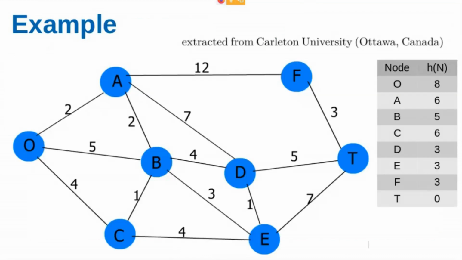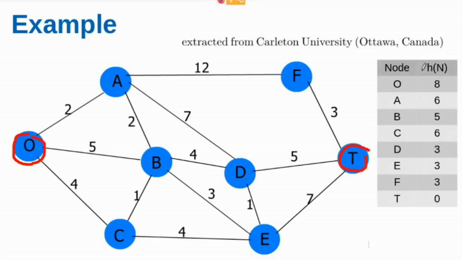I have extracted this example, shown on the screen, from Carleton University in Canada. The aim of this problem, the statement, is that we want to go from this origin to the target. We have the costs associated with these edges, as you can see here. And then we also have the information about the heuristics.